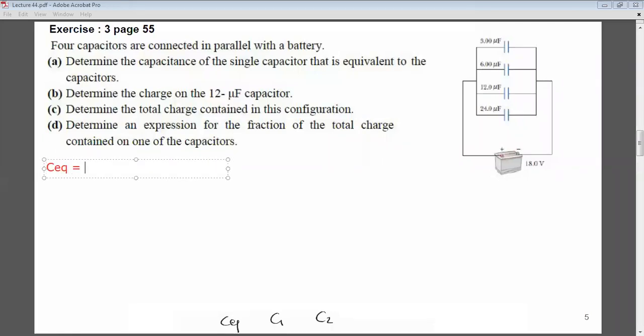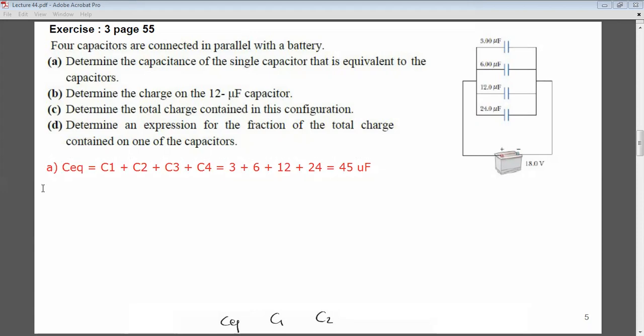C equivalent is equal to C1 plus C2 plus C3 plus C4. And this is equal to 3 microfarad plus 6 plus 12 plus 24. And this will give us 45 microfarad. Okay, you can also turn it to farad, no problem. So this is part A.